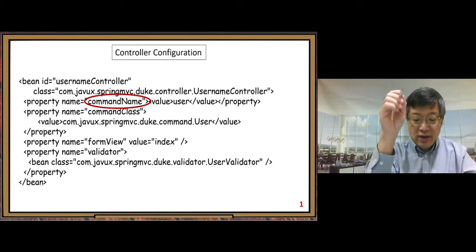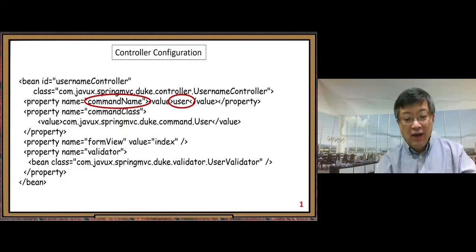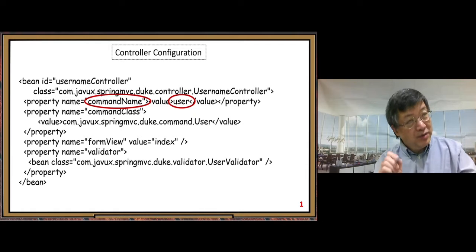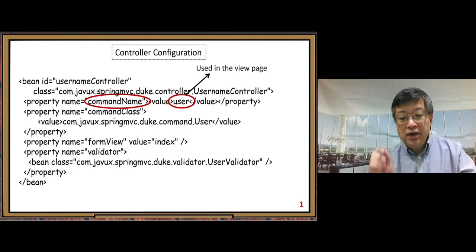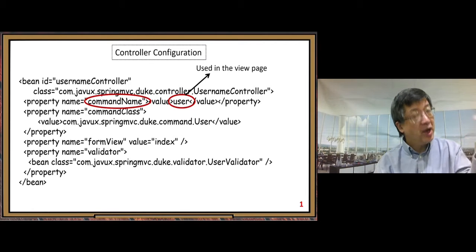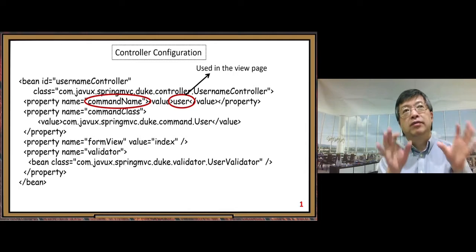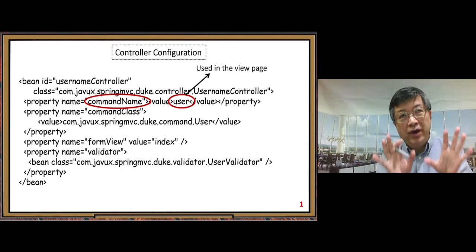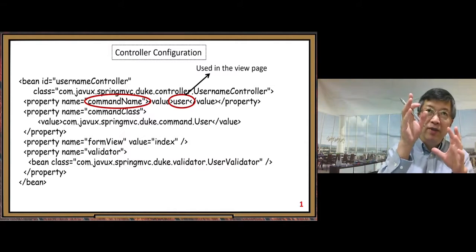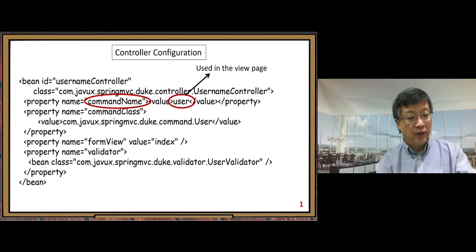So the value element: user. And this name, user, will be used in the view page. In the view page, we need to refer to this object. How do we connect the command object with the view page? Right, data binding in the view page. Here, we put a name, so in the view page you will see this name used.